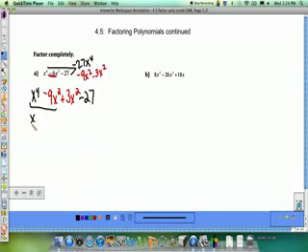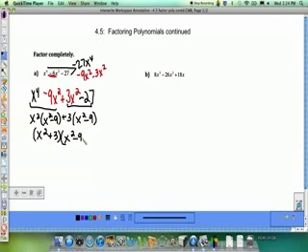Then we just group it. The first two in a group, they have x squared in common. That would leave x squared minus 9. The second two have a 3 in common. That would leave x squared minus 9. So you have x squared plus 3 times x squared minus 9.